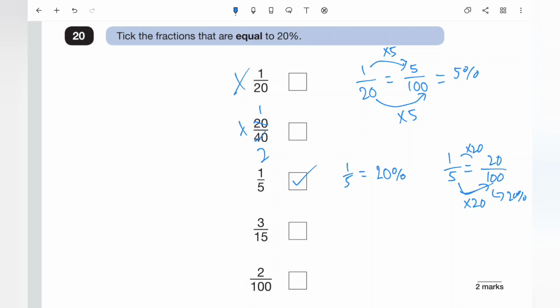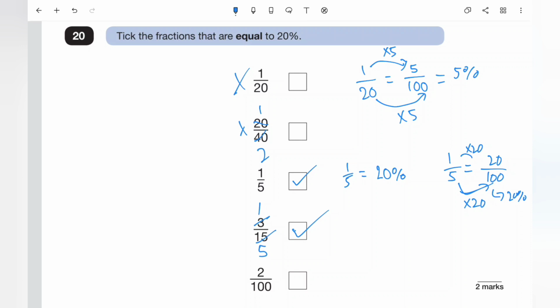Next up, we've got 3 over 15. So when you look at these fractions, you can possibly simplify it just to make it easier. So if you know your 3 times table, you would know 3 goes into 3 once and 3 goes into 15 5 times. Oh, you can probably spot a pattern. It's in fact identical to the previous fraction, 1 over 5. And is 1 over 5 equal to 20%? Yes, it is indeed. So that is correct.